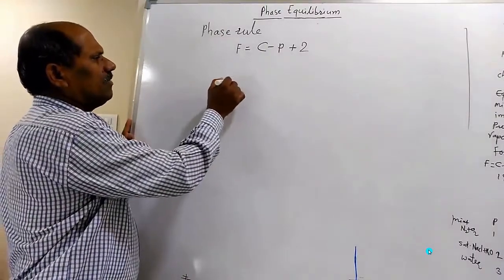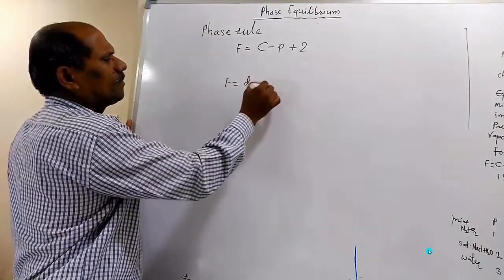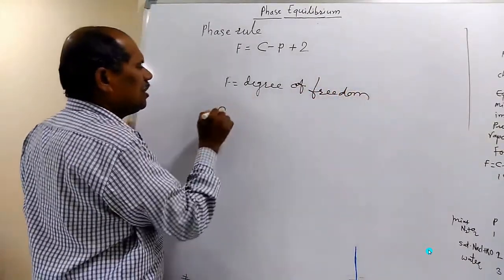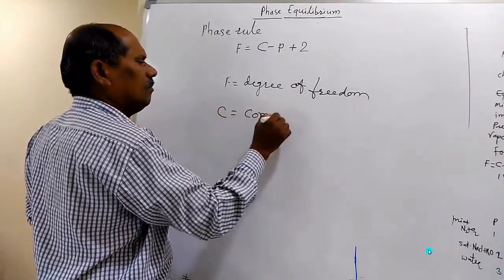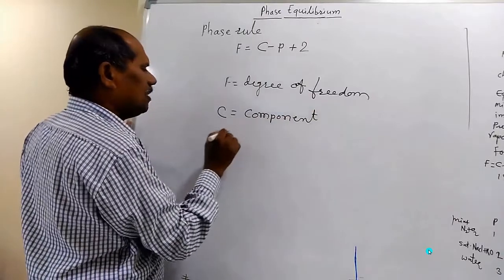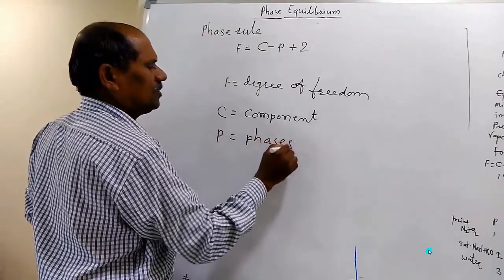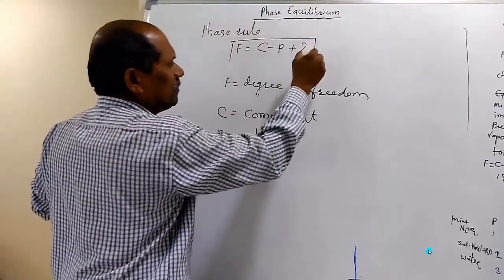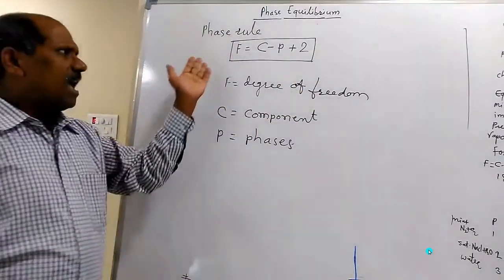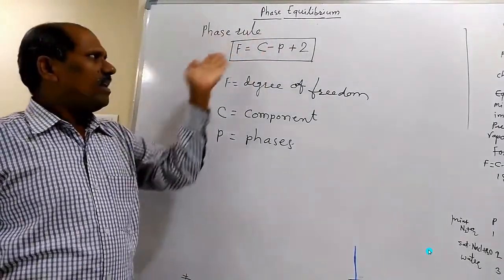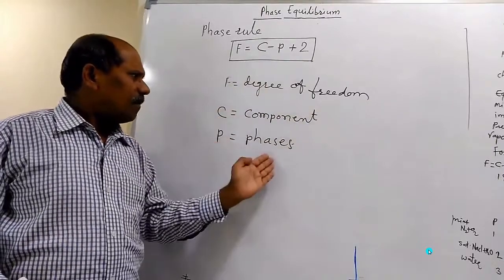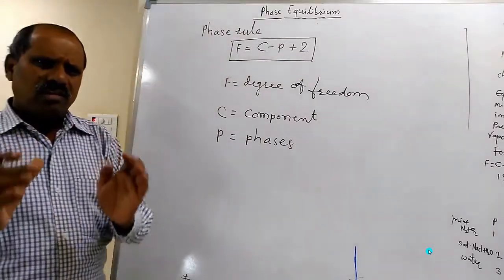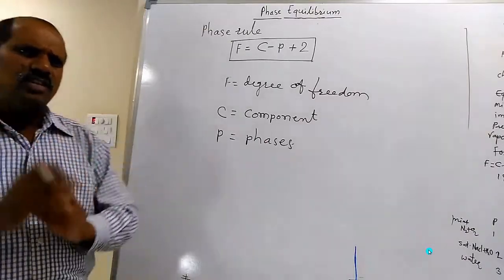where F is the degree of freedom, C is the component, and P is the phase or phases. Phase rule is mathematically given by Willard Gibbs as F is equal to C minus P plus 2, where F is the degree of freedom, P is the number of phases and C is the component. This rule acts as a tool in the hands of scientists for the study of heterogeneous systems.